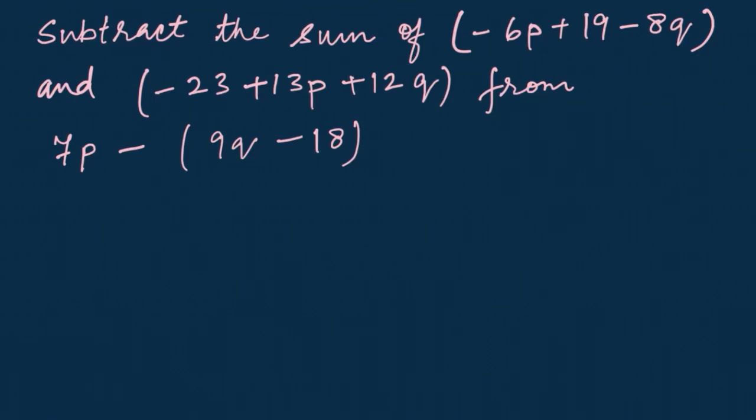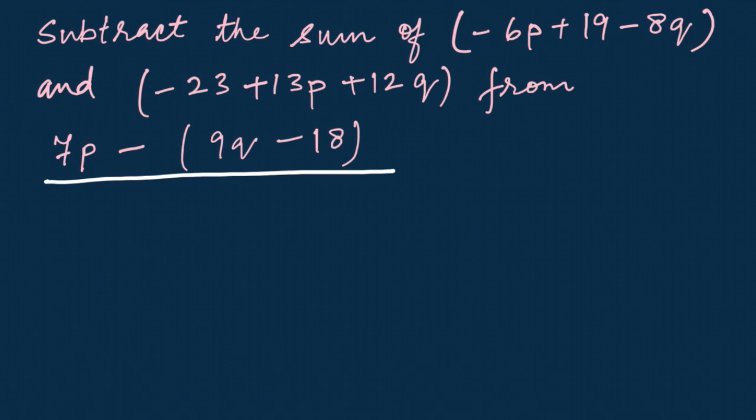Hello students, now here is a question. Subtract the sum of minus 6p plus 19 minus 8q and minus 23 plus 13p plus 12q from 7p minus 9q minus 18.